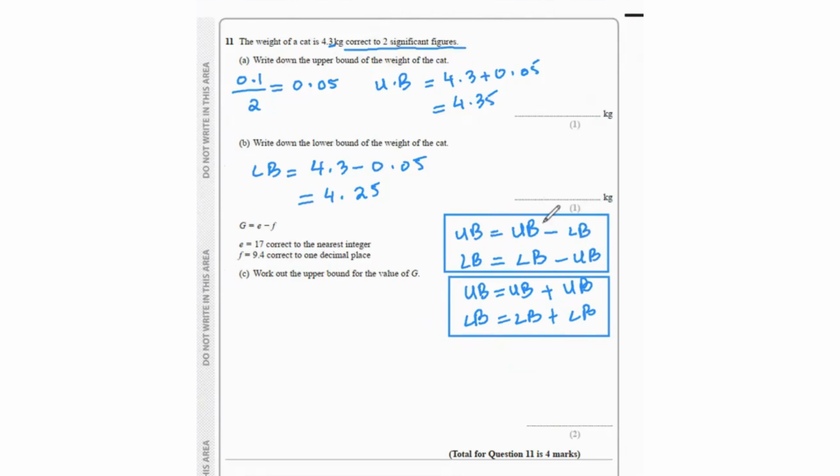code, which is upper bound minus lower bound. Lower bound is lower bound minus upper bound. And for upper bound and lower bound addition, it's the same thing. You write it down and then you see what formula you have and which one you have to choose.